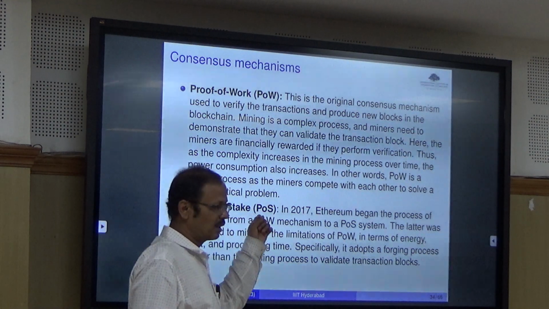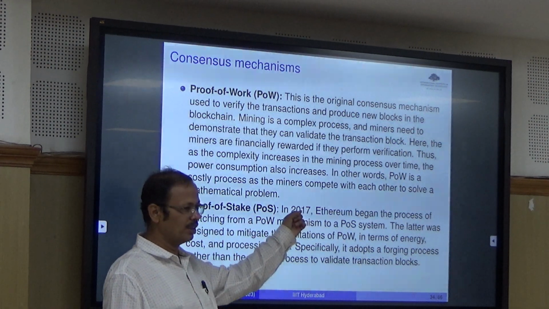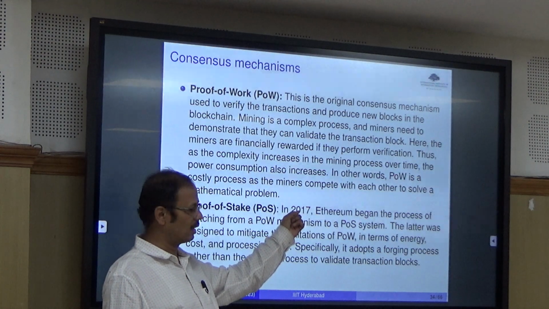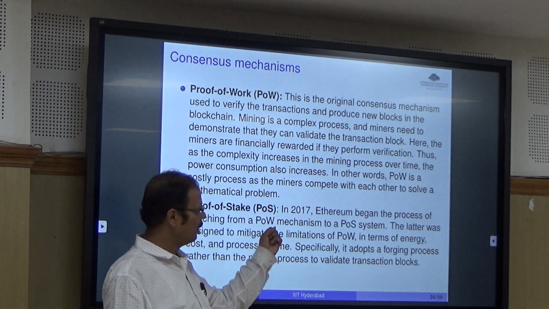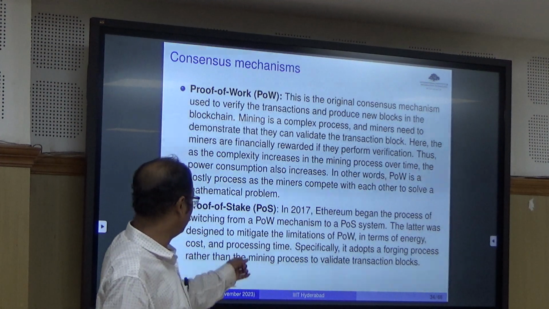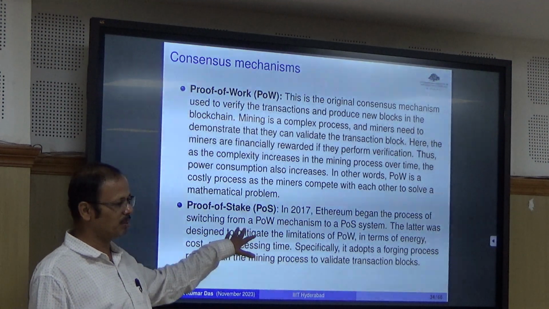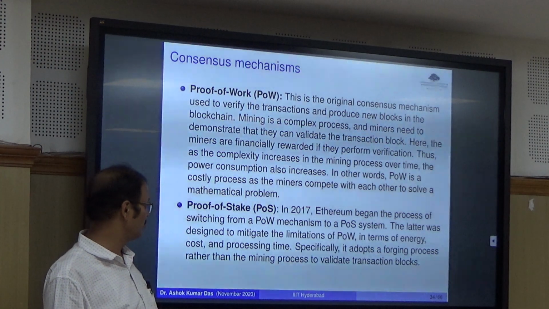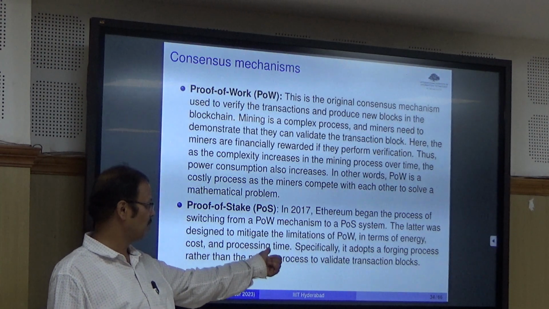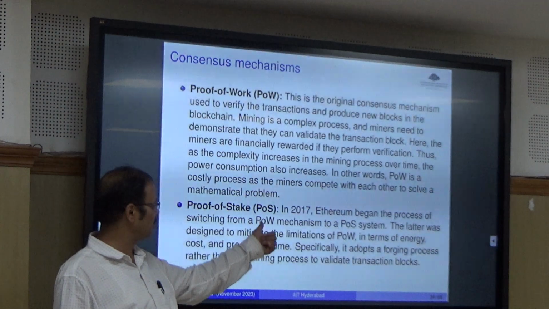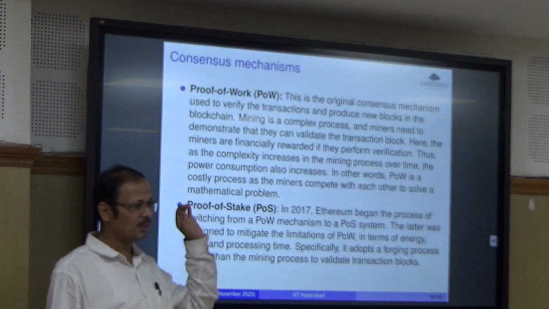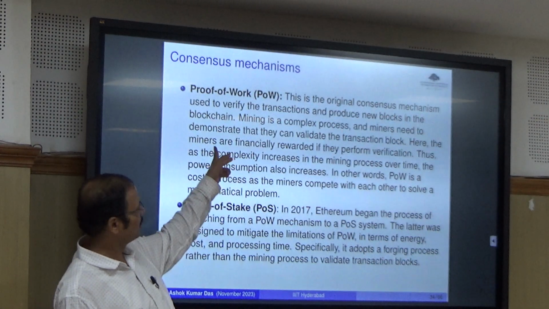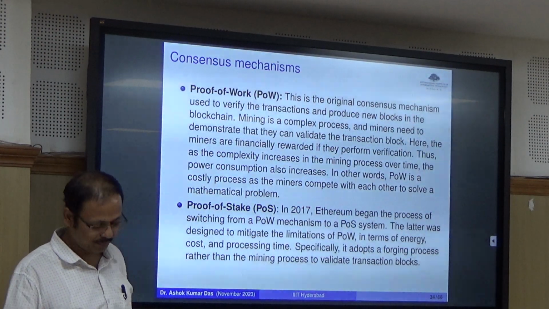To remove such drawbacks, in 2017 Ethereum proposed an alternative to proof of work, something known as proof of stake. It was designed to mitigate the limitations of the proof of work algorithm in terms of energy, cost, as well as processing. So that was the proposal given by Ethereum in 2017 as an alternative to proof of work.